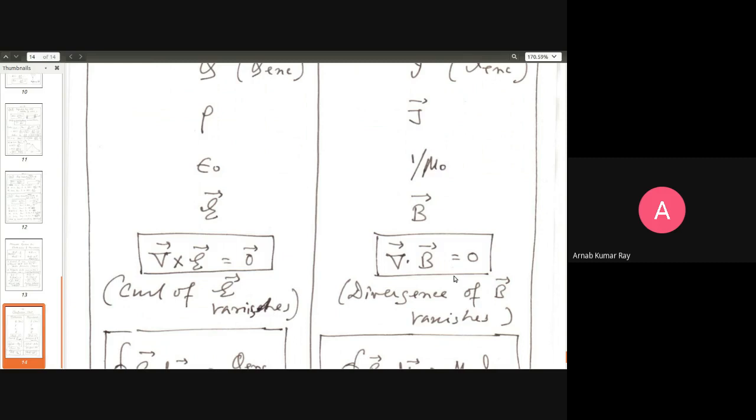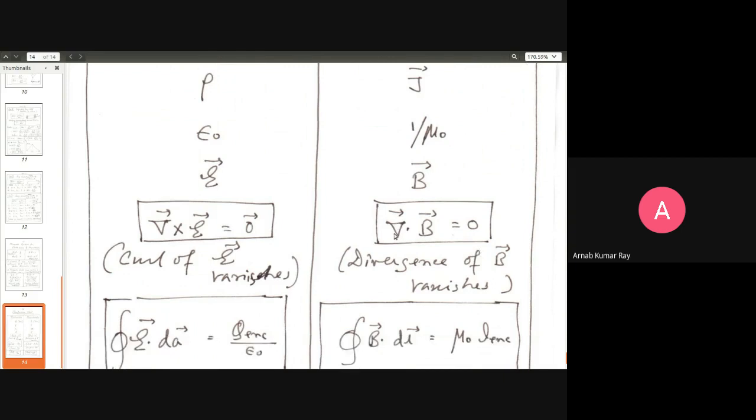So there is a lot of non-zero curl, but the magnetic field will not diverge from a point and go out to infinity and not come back again. That sort of thing will not happen. So divergence of B will vanish.